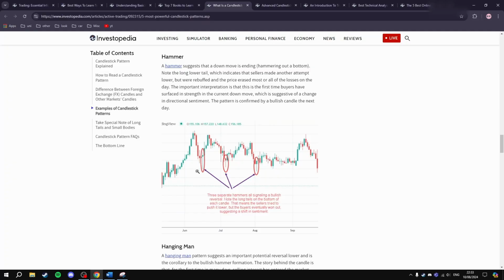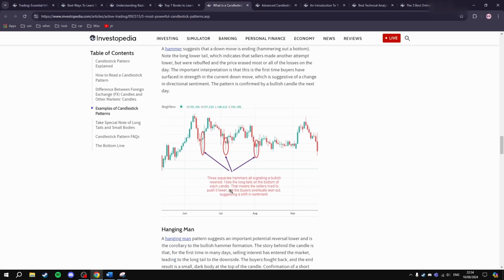Is this only talking about this graph? I think it's only talking about these specific examples and not in general though. So it doesn't always have to be confirmed by a bullish candle the next day, right? Or is that like a standard textbook definition, that it is confirmed by a bullish candle the next day?